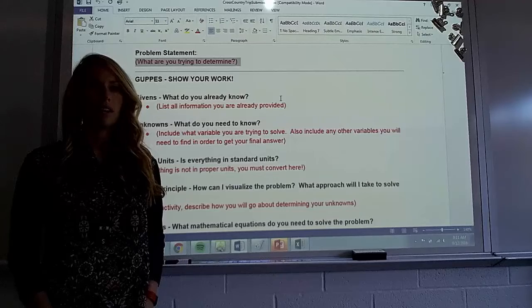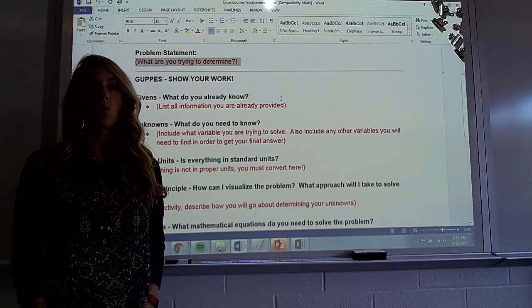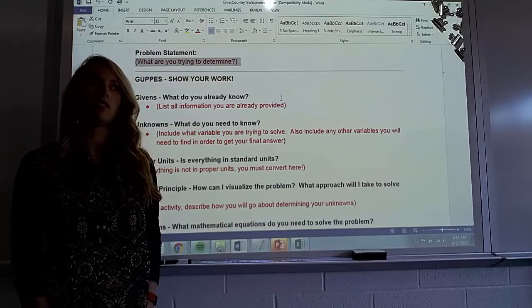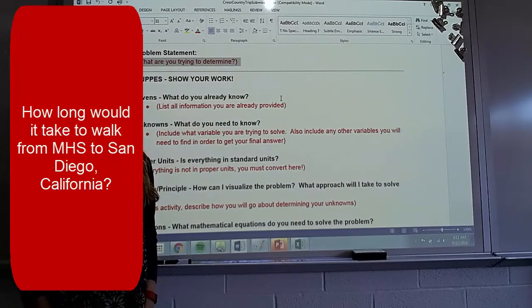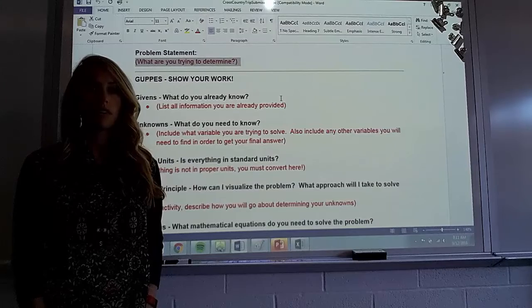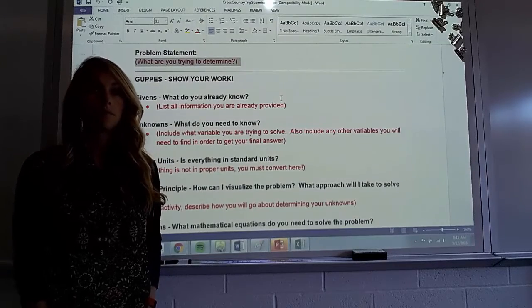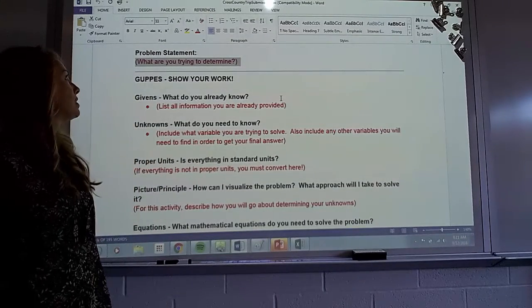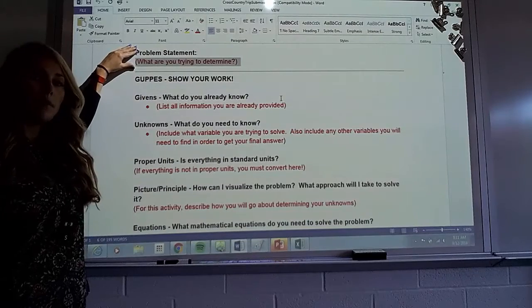Good morning, everyone. Today we are going to use quantitative observations to determine how long it would take us to travel from the high school in New Jersey all the way to San Diego, California by walking. In order to solve this question, we are going to use a problem-solving method called GUESS. The first thing you need to do for GUESS is identify your problem statement.